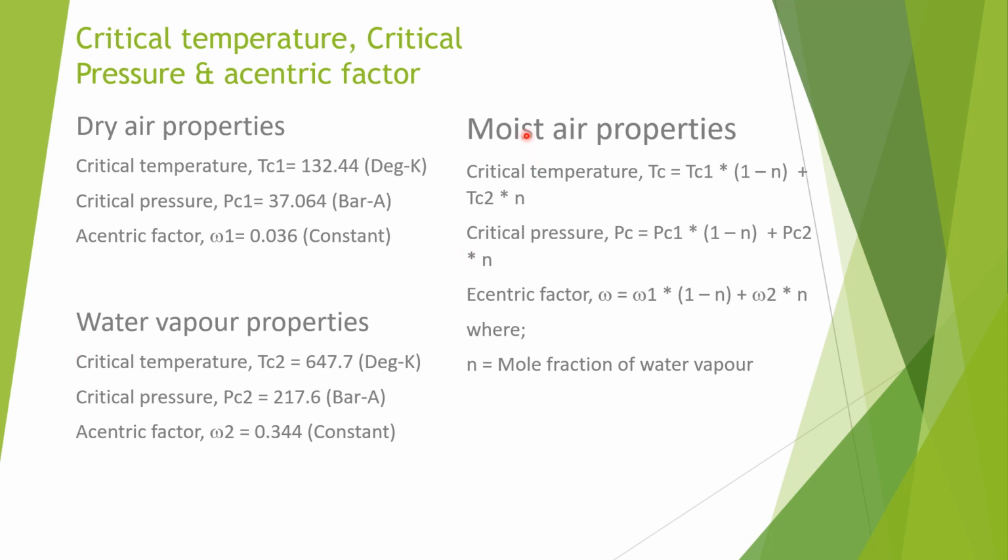Now for the moisture properties, the critical temperature Tc will be Tc1 into bracket start 1 minus n bracket close plus Tc2 into n, where n is the mole fraction of water vapor. Critical pressure Pc is equal to Pc1 into bracket start 1 minus n bracket close plus Pc2 into n, and eccentric factor omega is equal to omega 1 into bracket start 1 minus n bracket close plus omega 2 into n, where n is the mole fraction of water vapor.